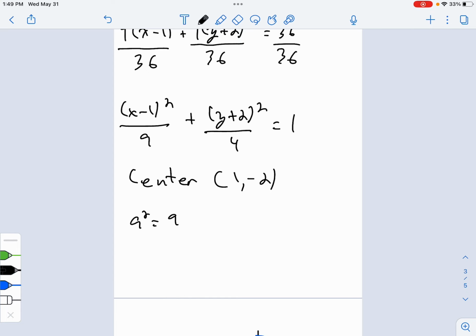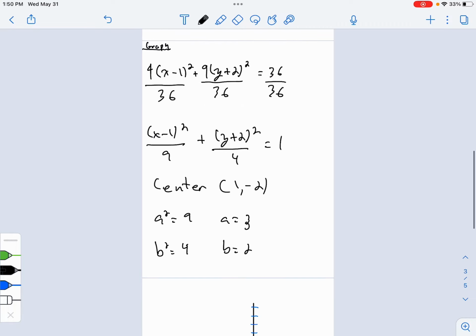So a squared is just the larger number out of those two that are in the denominator. So a would equal 3. And b squared is 4, or b is 2. So a, again, is the length of the semi-major axis, which is 3, and b is the length of the semi-minor axis, which is 2. With all this, that's all you need to graph the ellipse.